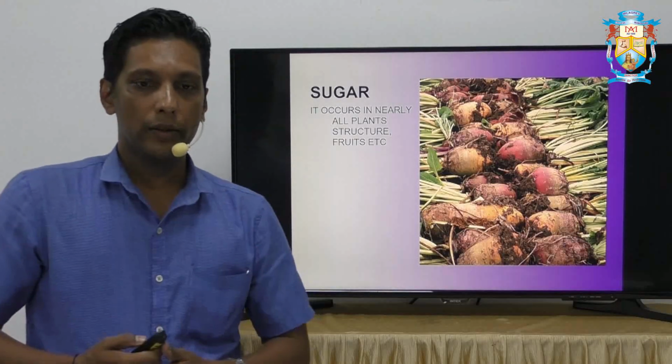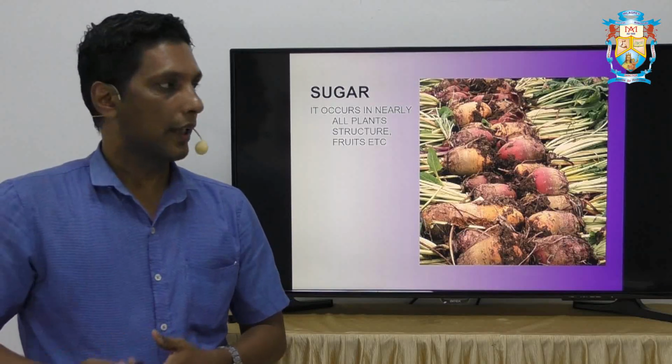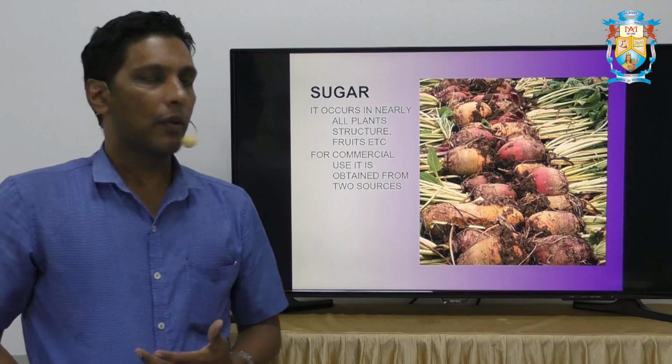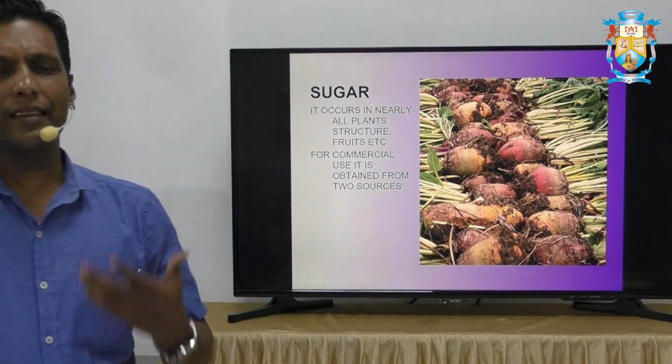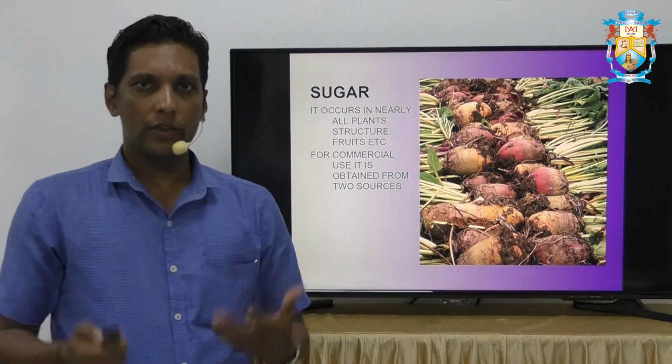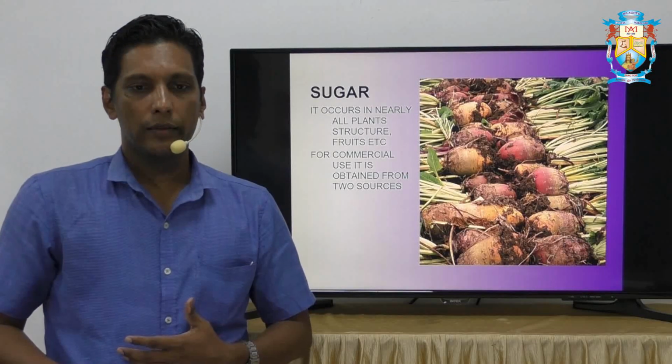The grain sugar is from the sugar cane. It can be made from other fruits as well, but the common sugar is always made from the sugar cane. About 80% of the sugar in the world is prepared from the sugar cane.